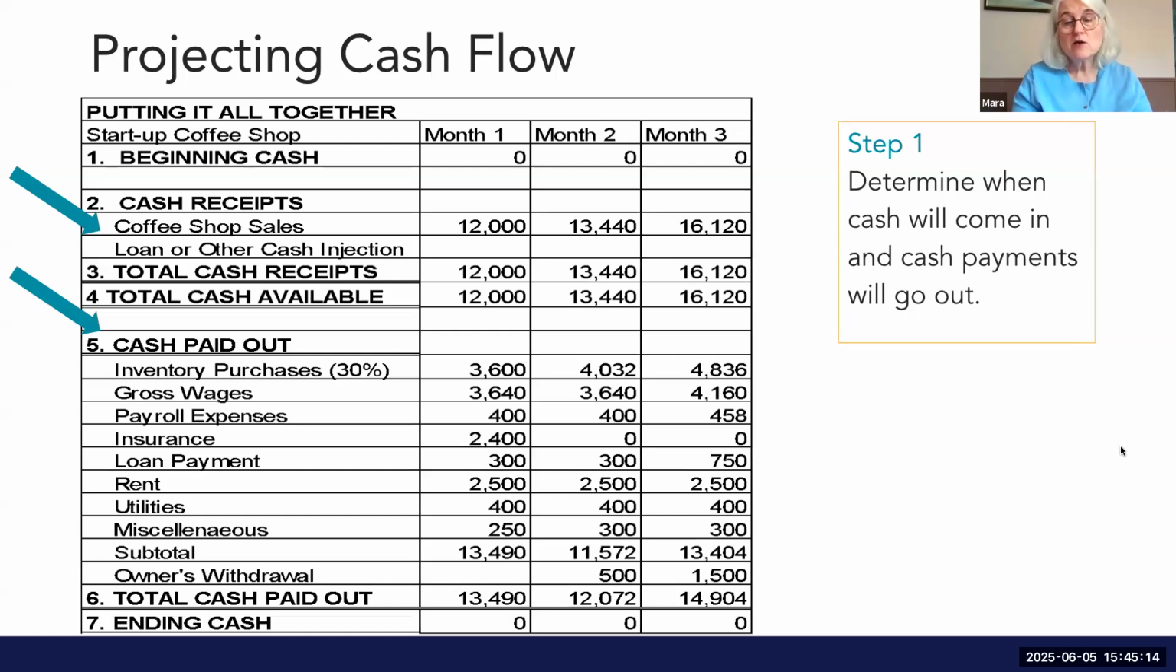All right, so now we're putting it all together. We're not done yet, but we now have the cash receipts, basically that 12,013,440 that we've just calculated a few slides ago. We see it show up as the cash receipts for his business. And we see the expenses that he's going to have to pay out every month, the inventory, the wages, and so on. We see those going out.